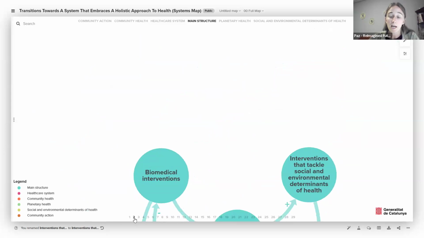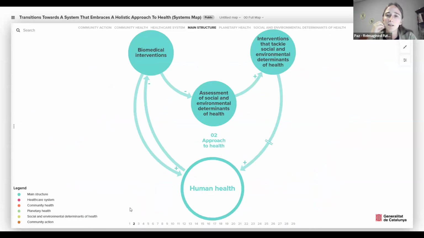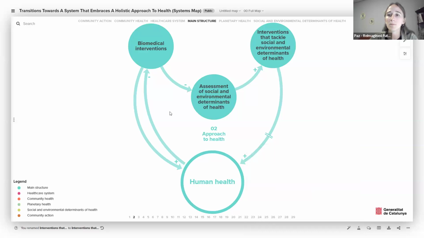The second dynamic of this main structure is also a systems archetype, which is called shifting the burden. And this shifting the burden explains how a problem, in this case, when individuals have health issues, is solved with a symptomatic solution.